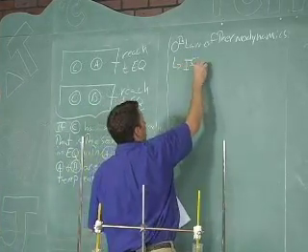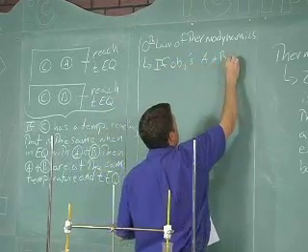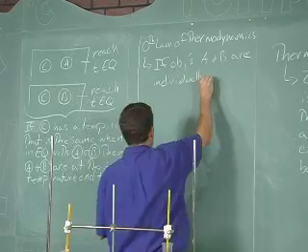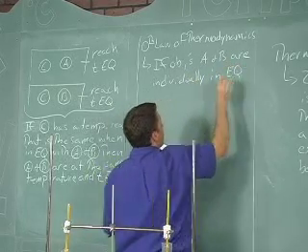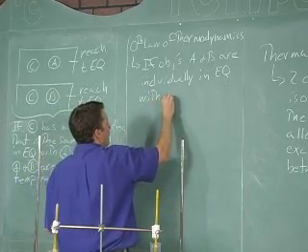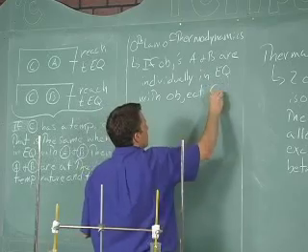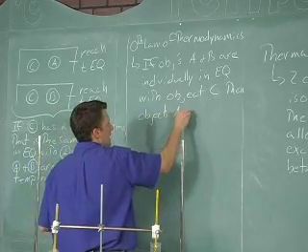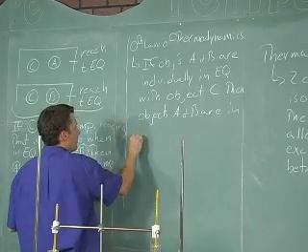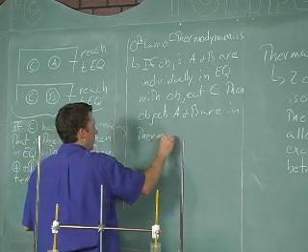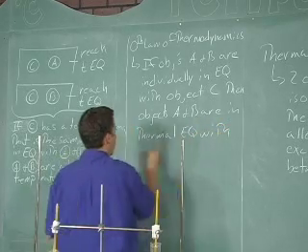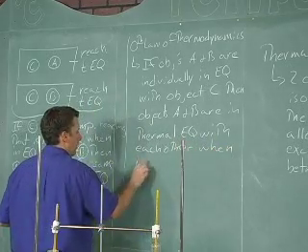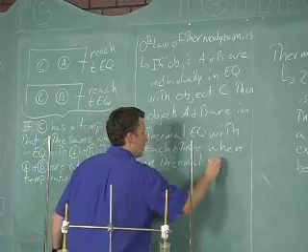Again, it says that if objects A and B are individually in equilibrium with object C, then objects A and B are in thermal equilibrium with each other when in thermal contact.